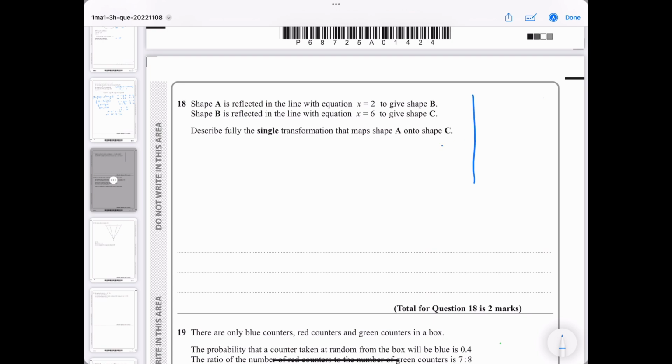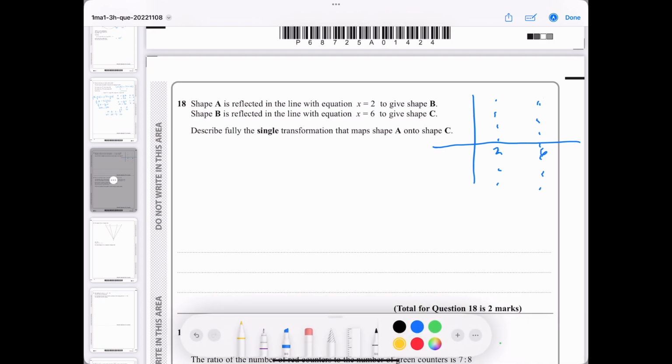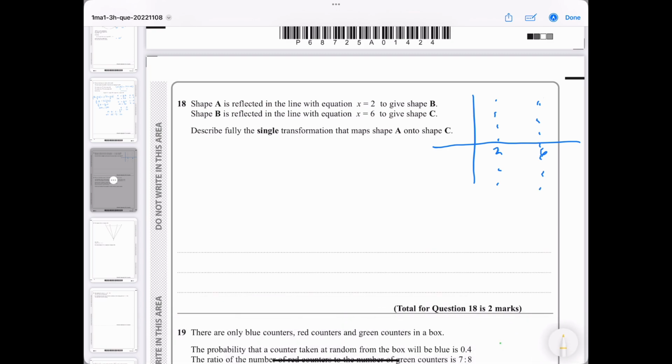So if I was to draw a little diagram of this, I've got x is 2 and 6. If I took a spot on whatever my shape is and put it here at 1, then if it was reflected through line 2, it would go to 3. And then if it's reflected through line 6, it would go 1, 2, 3, 4, 5, 6, and we'd end up at 9. So it would go along 8.